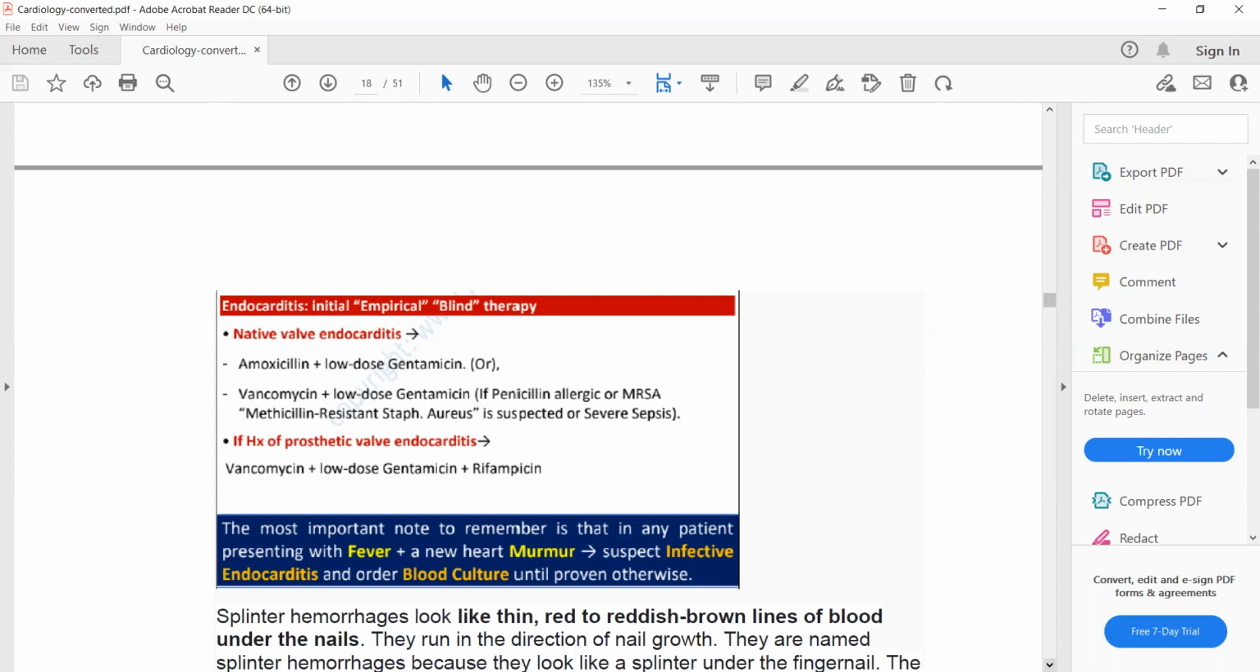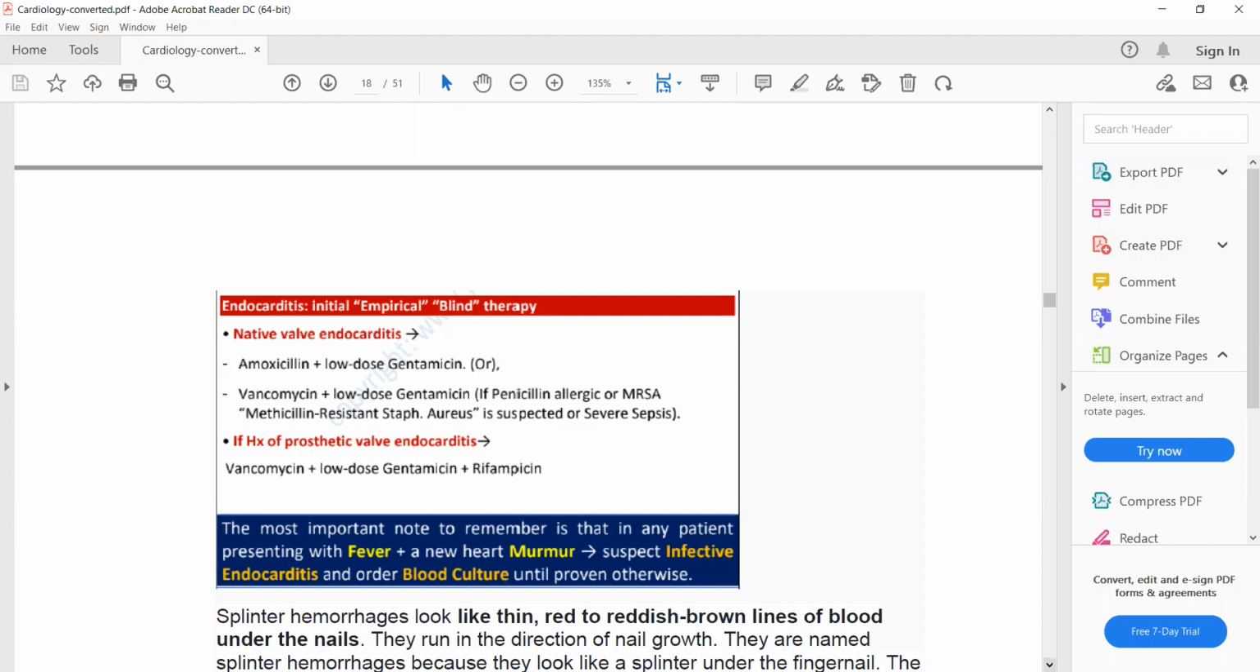Now the diagnosis of infective endocarditis is confirmed. Now what is the treatment of infective endocarditis? The treatment of infective endocarditis includes, now the treatment depends upon the type of valve. If native valve, then the treatment is different, and if prosthetic valve, then the treatment is different. What is the treatment for native valve endocarditis?